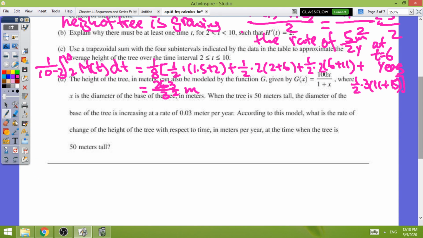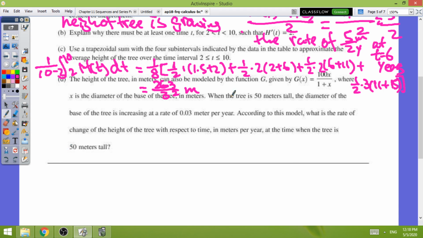So the last part of this: the height of the tree in meters can also be modeled by the function g, given by g of x equals 100x over 1 plus x, where x is the diameter of the base of the tree in meters. When the tree is 50 meters tall, the diameter of the base of the tree is increasing at the rate of 0.03 meter per second. So most likely it's going to be a related rate. According to this model, what's the rate of change of the height of the tree with respect to time in meters per year at the time when the tree is 50 meters tall?